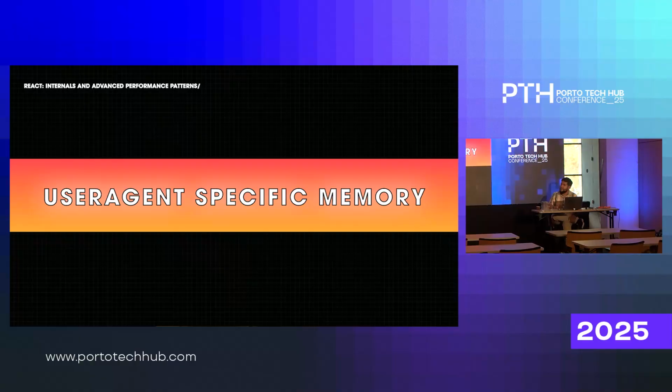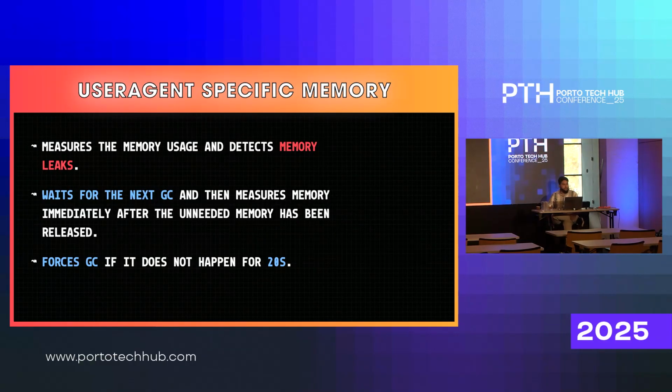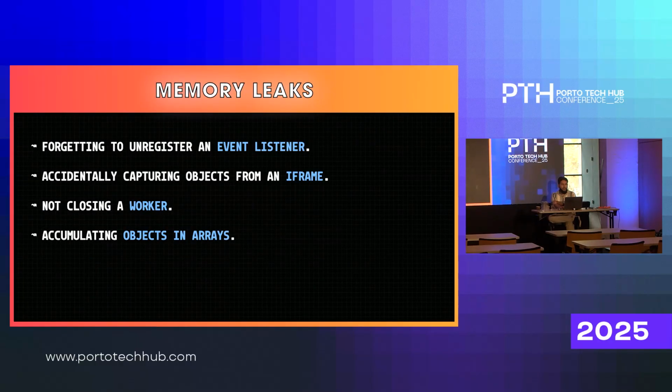And there was one that's probably even less popular. It's called user agent specific memory. The reason why I really like this one is because we tend to take memory for granted in the browser, and we tend not to be very mindful of memory leaks. And this API helps us spot memory leaks. We'll see how. Basically, it waits for the next garbage collection, and it measures the memory immediately after the unneeded memory was released. And it will also force garbage collection if it doesn't happen for 20 seconds.